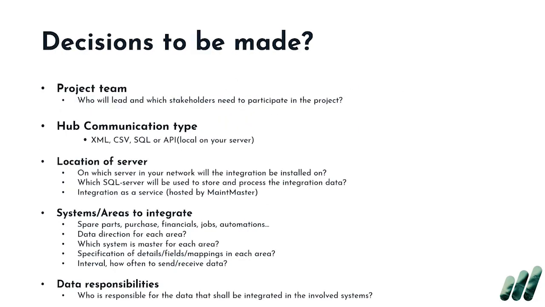Before we can start an integration project, there are some decisions that need to be made. First, you need to set up a project team with the stakeholders that need to participate. You need to decide the communication type. You need to decide the location of the server, or if you want to use the integration as a service, where we host the server. You need to decide what to integrate, the direction of the data, and which system is master for each data, and also how often to send or receive the data. You also need to know who is responsible for the data in the different systems.